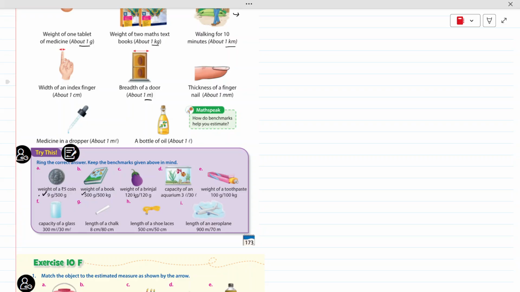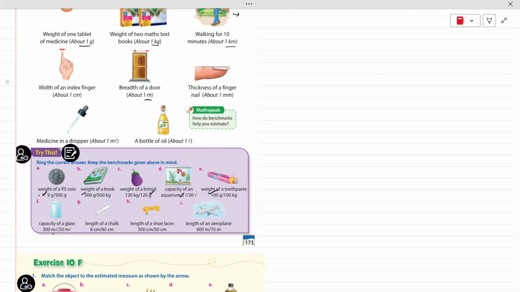The weight of a brinjal is 120 kg or 120 grams. It is in grams; 120 kg is too much for a brinjal. Then the capacity of an aquarium: 3 liters or 30 liters. It depends. It's a small aquarium we are seeing here, so it is 3 liters. But if the aquarium is very, very big, it can be 30 liters. Now the weight of a toothpaste is 100 grams or 100 kg. Again, it's 100 grams.